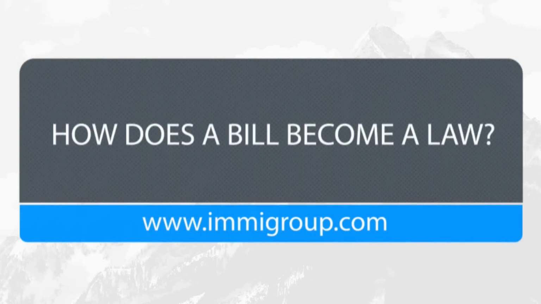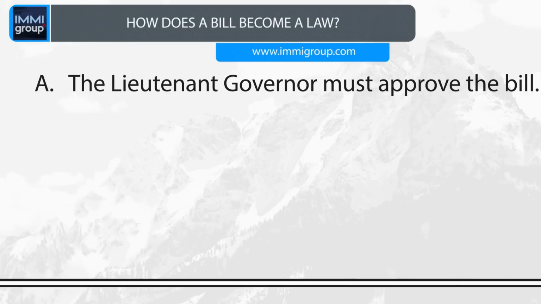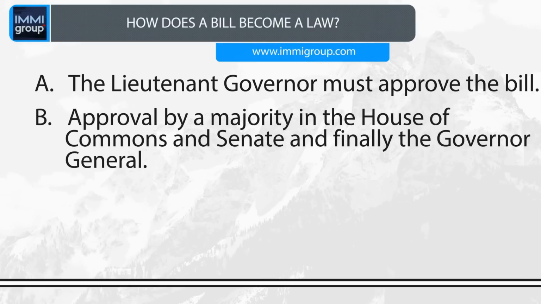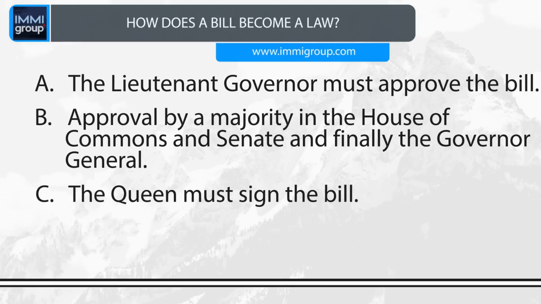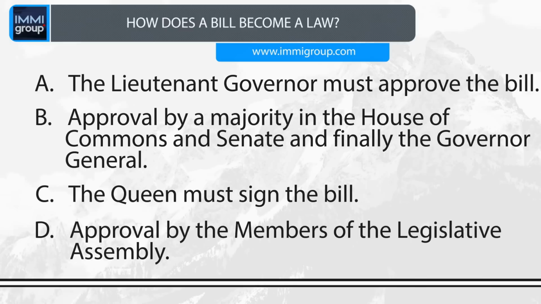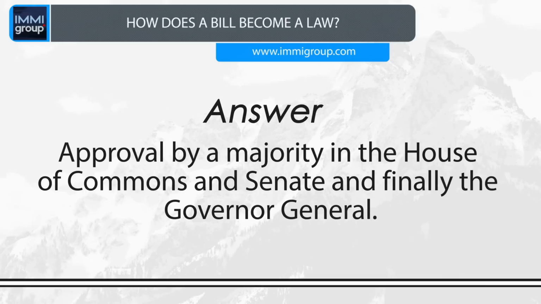How does a bill become a law? A. The Lieutenant Governor must approve the bill. B. Approval by a majority in the House of Commons and Senate, and finally the Governor-General. C. The Queen must sign the bill. D. Approval by the members of the Legislative Assembly. Answer: approval by a majority in the House of Commons and Senate, and finally the Governor-General.